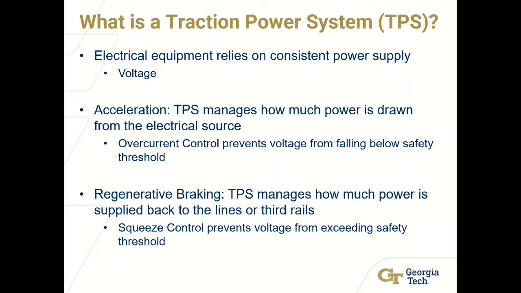Alternatively, during regenerative braking, the TPS manages how much power is supplied back to the lines or third rails. This squeeze control prevents voltage from exceeding the safety threshold because as the train is regeneratively braking, the nodal voltage, the local voltage around that train, is increasing.